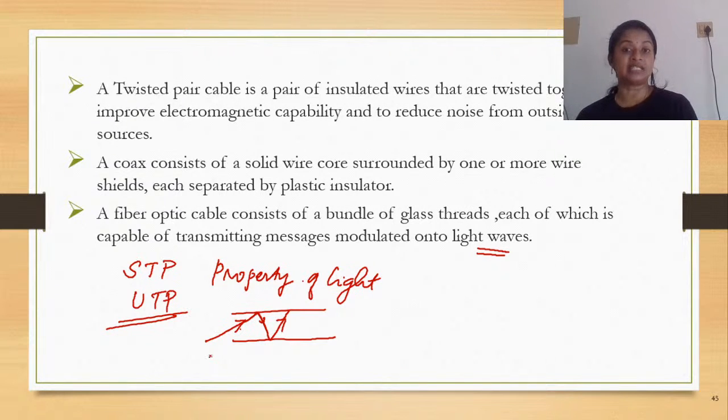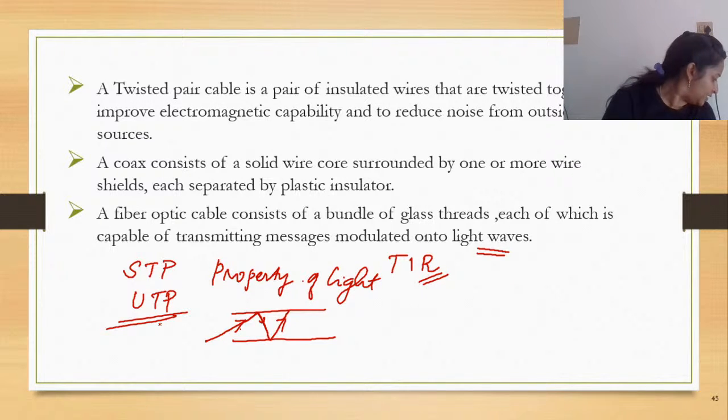It is this property that is exploited in the case of fiber optic cable. Throughout the glass thread, the light keeps reflecting here and there to reach the destination. The property used by the fiber optic cable is total internal reflection, or TIR. This is the most important property of fiber optic cable, and it is via this property that messages are transmitted. Is the idea clear?